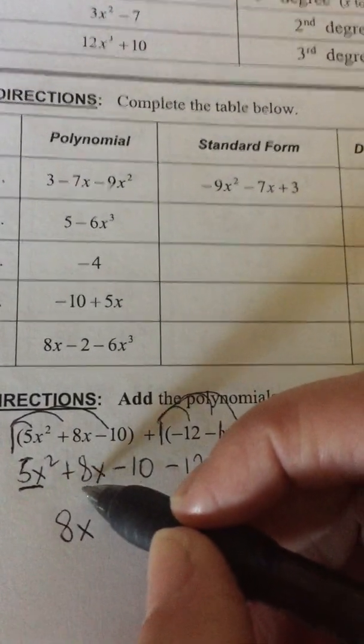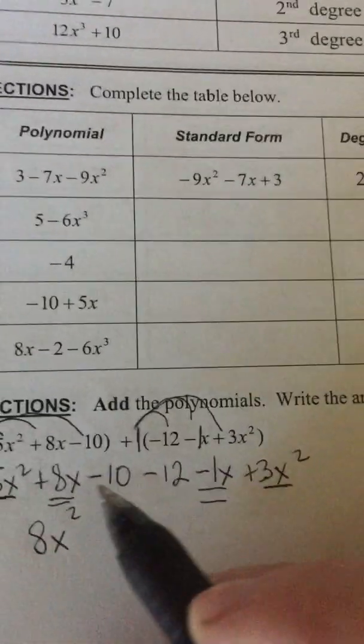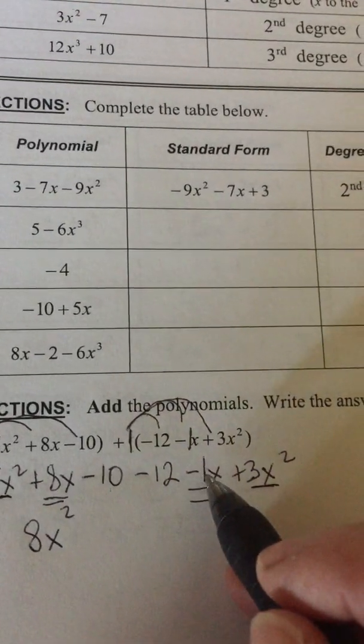So now let's do the x to the first power. Here's some there, and here's some more over here. So I have a positive 8x minus 1x.